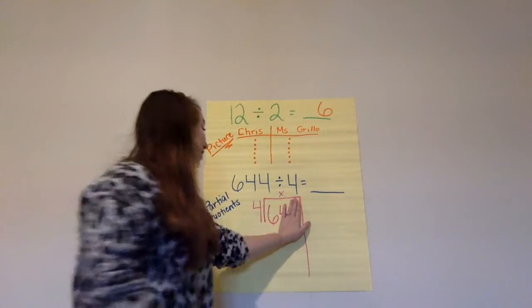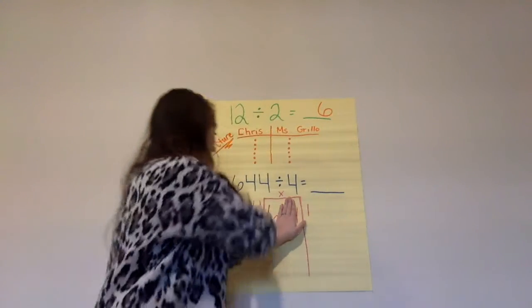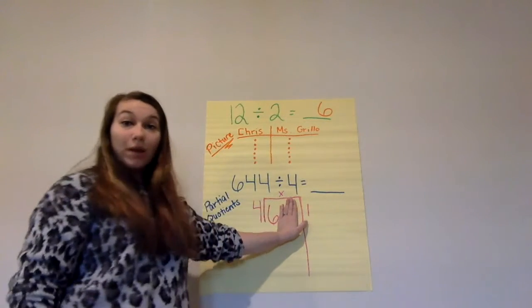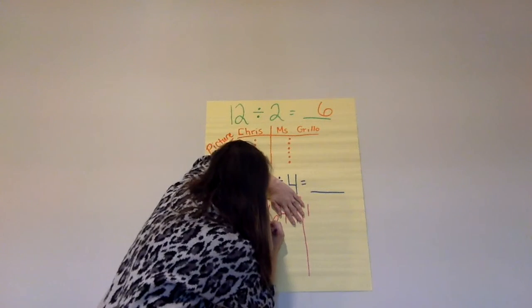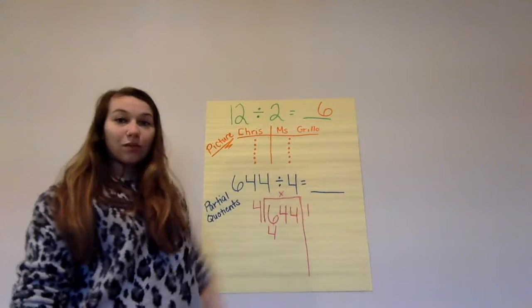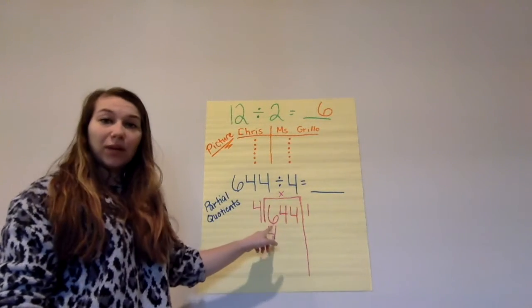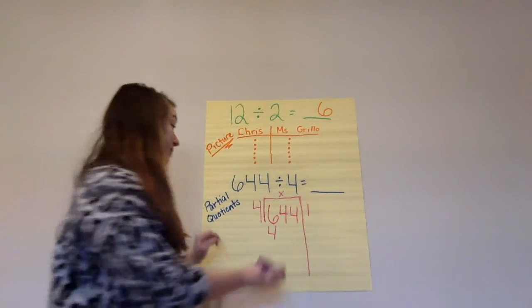4 times 1, very good, because 4 times 1 equals what? 4. So I'm going to take that 4 and I'm going to put it right below the 6. All right, so we are part of the way there, but we were just working with what place? The hundreds place. Very good.